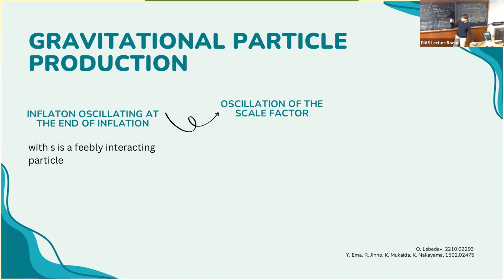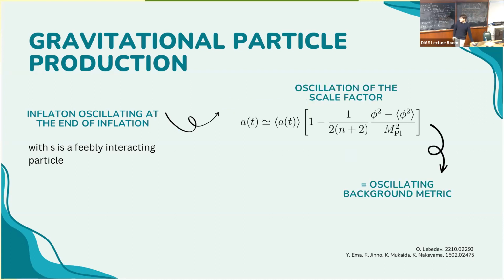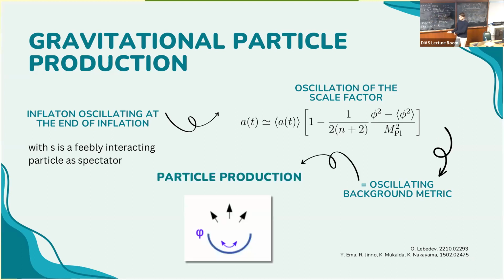So if you want the simple picture, at the end of inflation, we have the inflaton oscillating around the minima, and this in turn makes the scale factor also oscillate. We can write it in this way, where we have an average part which decreases with time, so the oscillation gets smaller, and then we have a part which depends on the inflaton that I call phi. So then we have an oscillating background metric, and this leads to particle production.